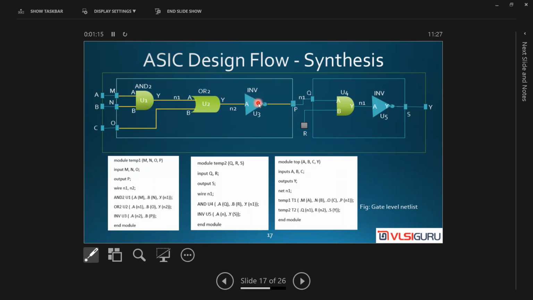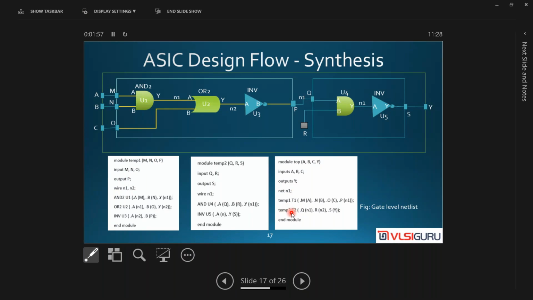Online students, I hope my presentation slide is visible. Yes, ma'am. So temp1 is nothing but the module which is called inside the top module. It is enclosed inside the top module, if you see here. Correct? So it is input M, N, O, output P. And inside, some interconnects N1, N2 are defined. What all gates are there? AND or an inverter. End module. Correct?